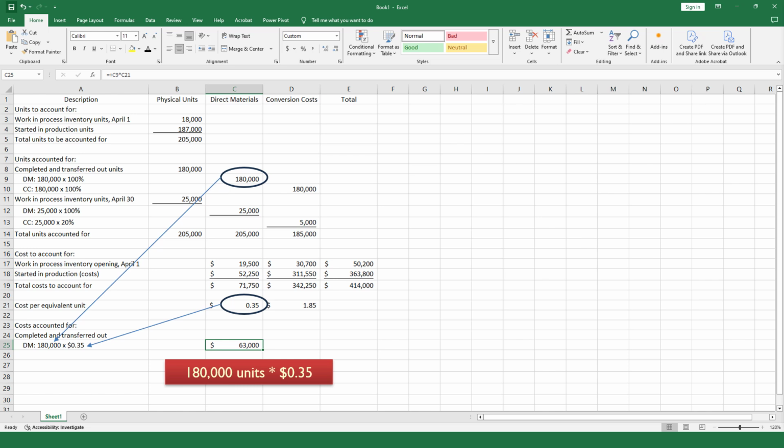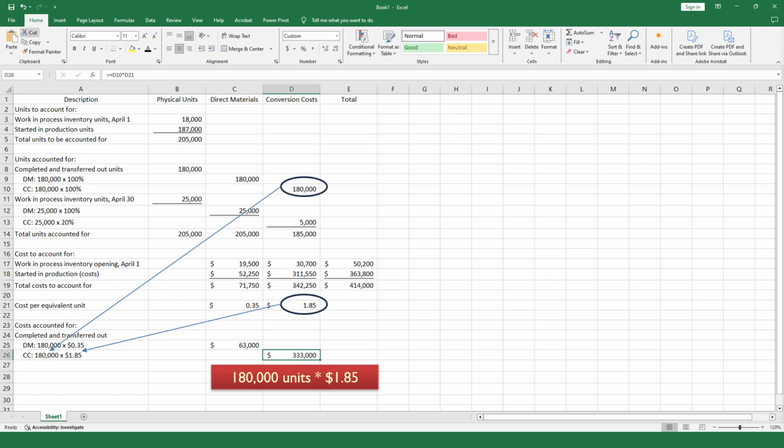180,000 units multiplied by 35 cents is equal to $63,000. That's the cost of the direct materials used in the production of the 180,000 units which were completed and transferred out. Again, notice the similarity with the units accounted for, only this time you're multiplying by the cost per equivalent unit instead of the percentage complete.